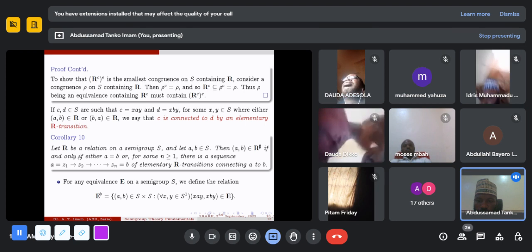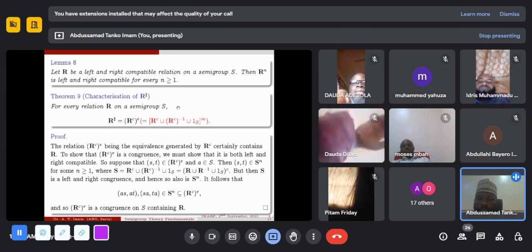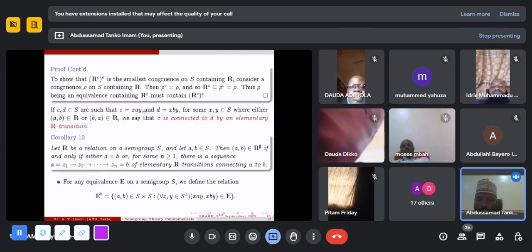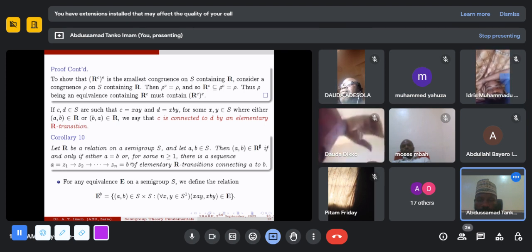So if you remember, in the last lecture we did present something like this when we characterized the equivalence generated by a relation. So this is the characterization. In fact, it is just stating this theorem in another way, from the inside. So what we are saying is, given any relation, two elements are related under R sharp if and only if they are either equal or there is a sequence of elementary R transitions that get you from A to B.